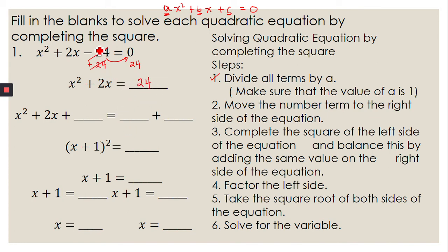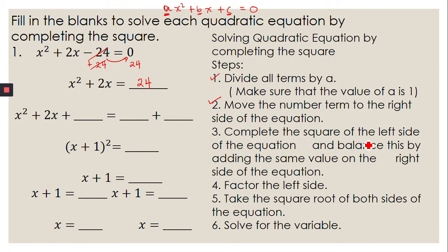So you can add to both sides or subtract from both sides by the given value of c, or you can just simply move it to the right side, but make sure that you change the sign. So if it's negative, make it positive. If it's positive, make it negative. Okay, so we've already moved the constant term, the number term, to the right side, so we've done the second step. Let's have the third step.